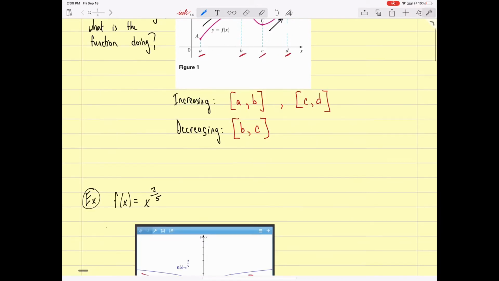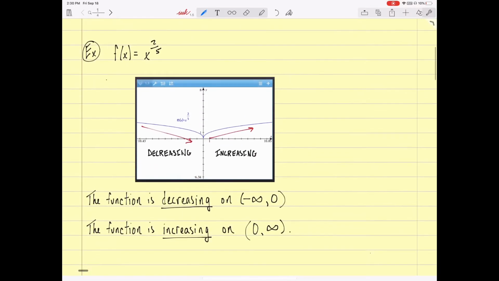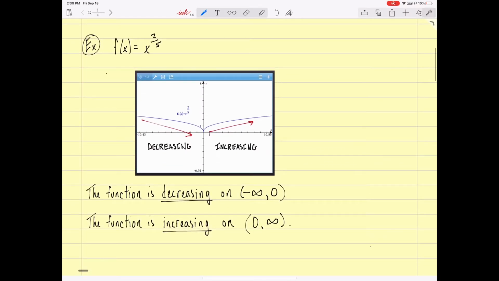So let's look at an actual function then. This is the function x to the 2/5 power. So it creates this bird shape. So you can see that that function is increasing and decreasing. Like it's increasing on the right, decreasing on the left. And so just like the last example, we would just say the function is decreasing from negative infinity to 0 and increasing from 0 to infinity.